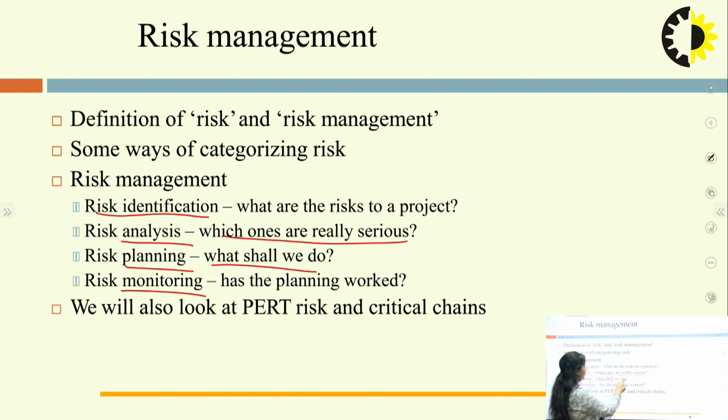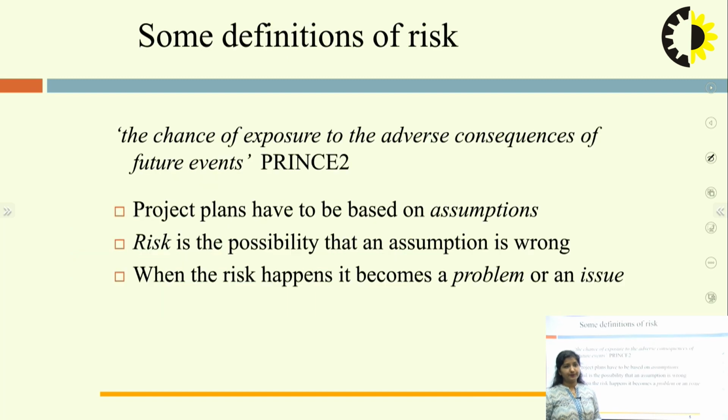After identifying what I have to do to overcome that particular risk, is that plan for overcoming the risk actually working out or not? That is the monitoring of the risk. For that, we look at the PERT risk and then the critical chain as well.